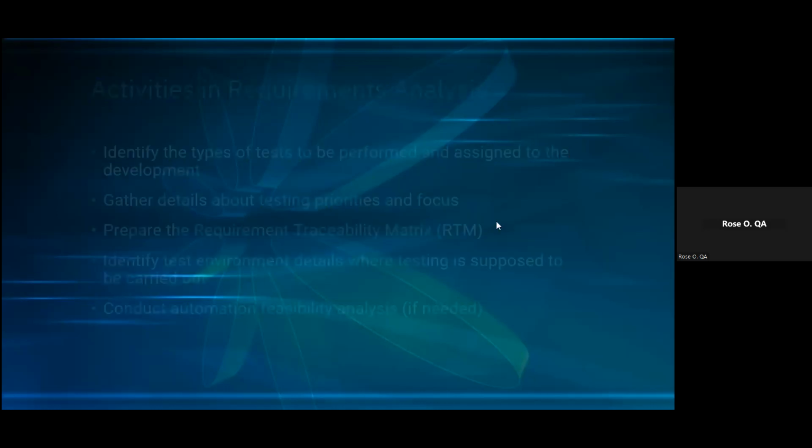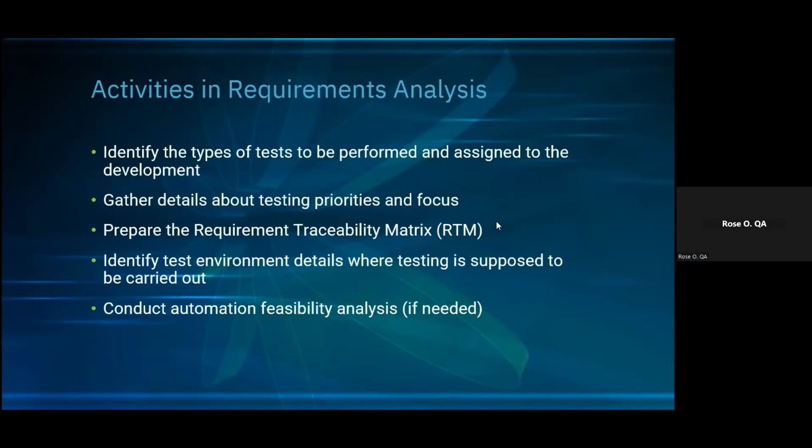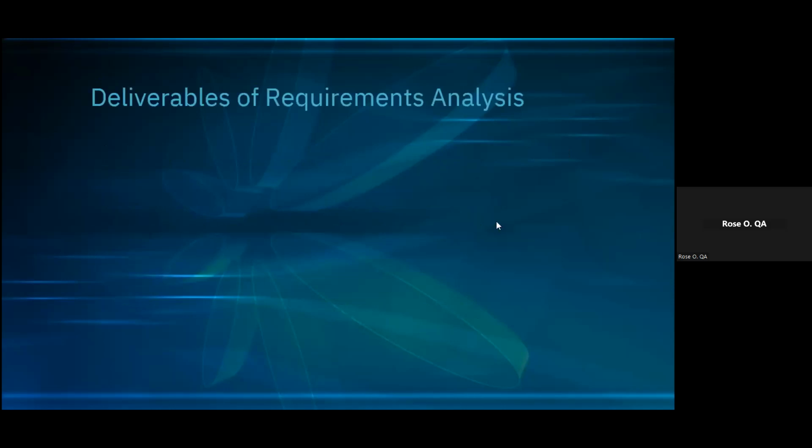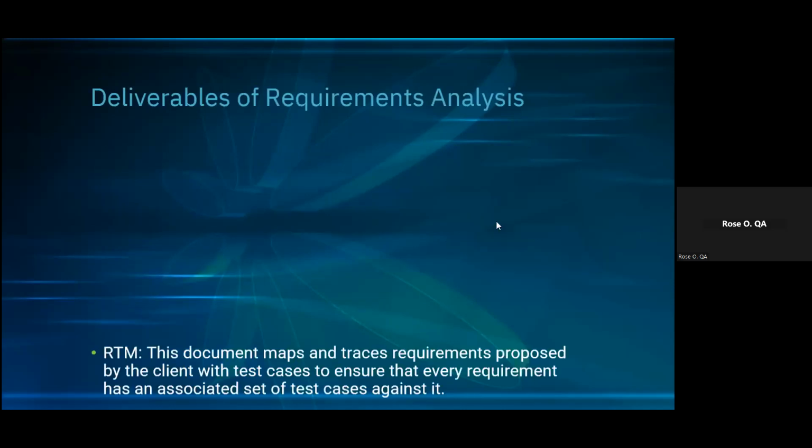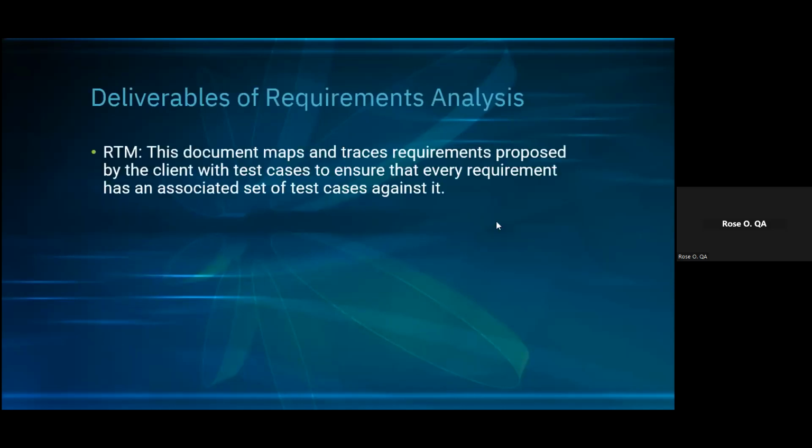So those are the activities of requirement gathering. So what are the deliverables? I'm making this so easy. Requirement traceability matrix. This document maps and traces requirements proposed by the client with test cases to ensure that every requirement has an associated set of test cases assigned to it.